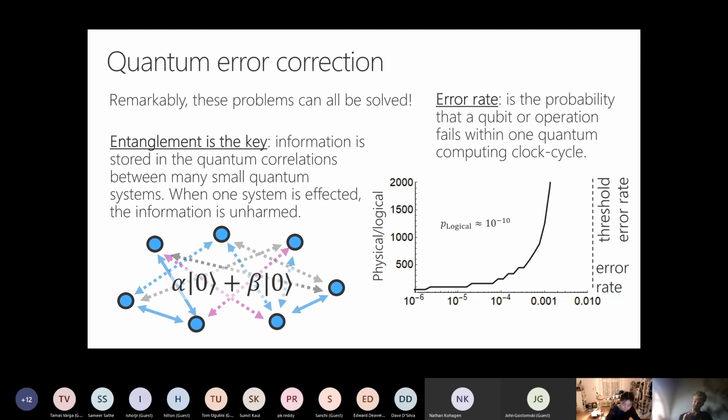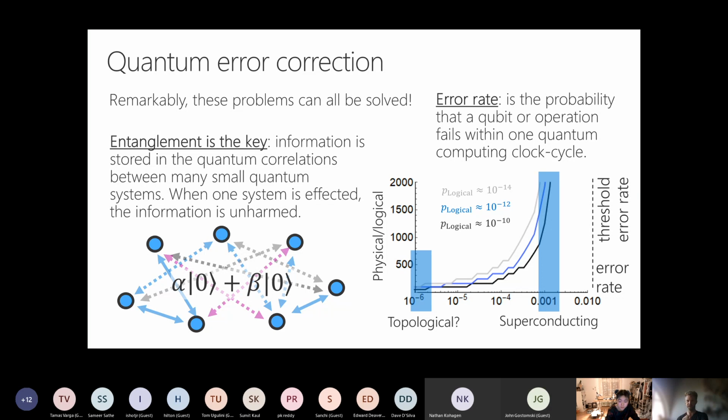You can achieve something very similar qualitatively to what you achieve in the classical case. If you want to store information with some specified logical error rate, like 10 to the minus 10, then you can do that with a large number of qubits. And of course, the number of qubits that you require depends on the probability of each qubit failing. And if you want more accurate stored information, then you're going to need more qubits to do that.